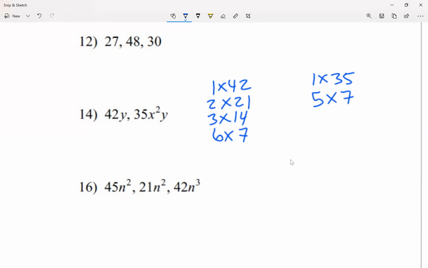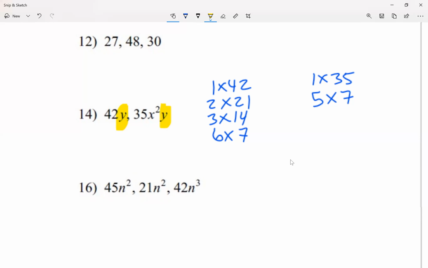Now, letter-wise, of my letters, I'm going to include Y. Not X, because they both have to have an X, and they don't have it. So X is not part of my answer, but Y is.